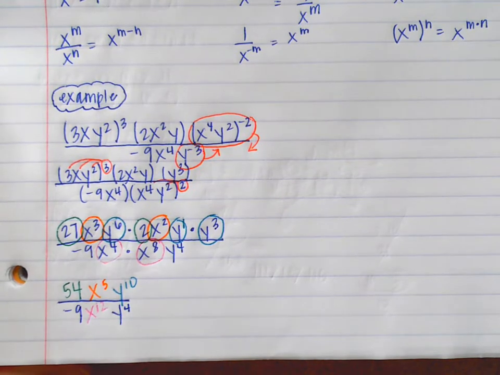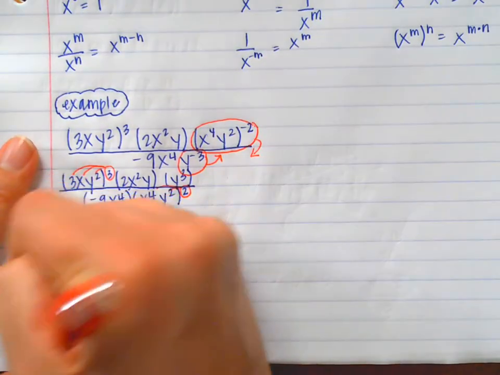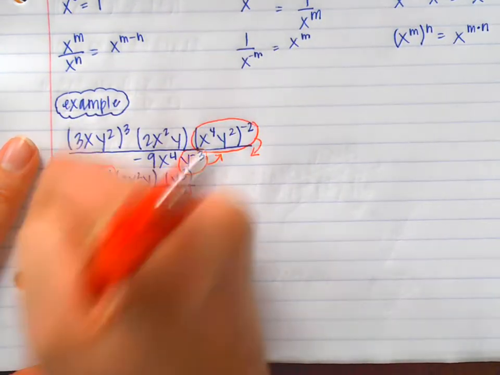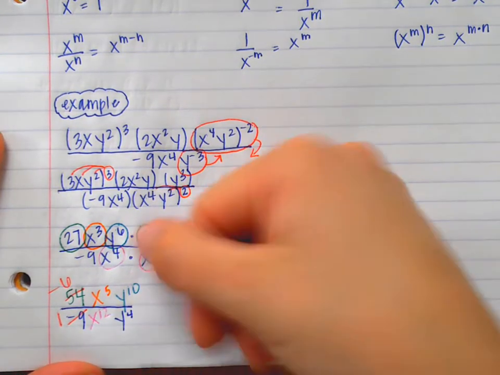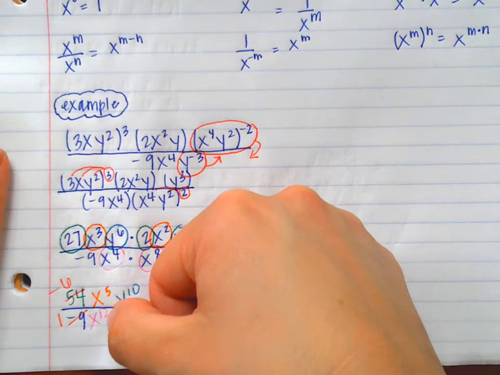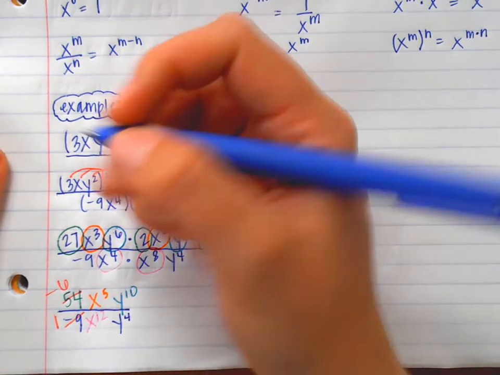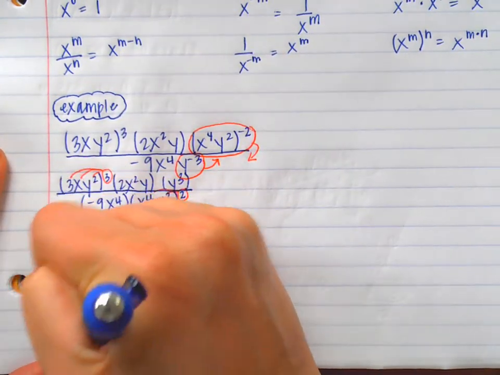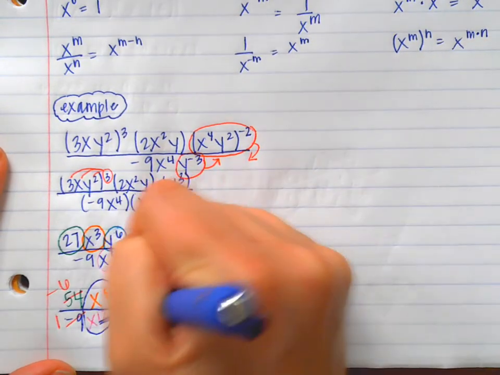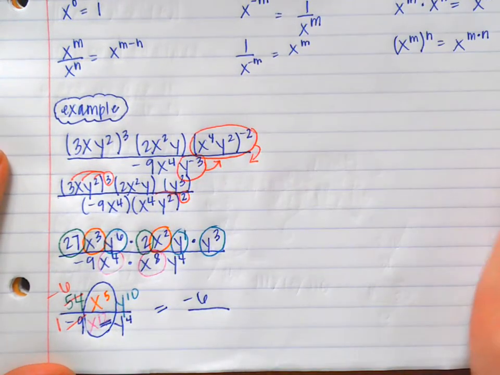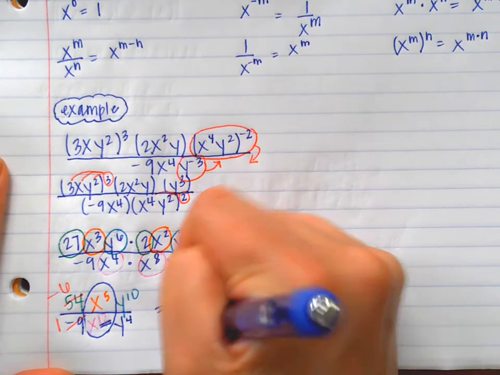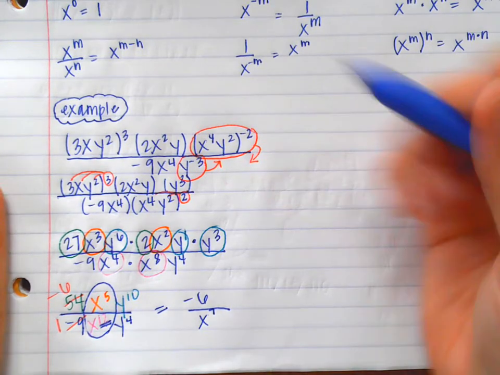I can simplify. Does negative 9 go into 54? It sure does. It goes in 6 times. So we're going to put the -6 on top and the 1 on bottom, which we don't actually need. Now, when I'm simplifying x to the 5th and x to the 12th, I look to see which one is bigger. The one that's bigger is the one in the denominator, the 12. So my x's are going to stay in the denominator. 12 minus 5 is 7. So x to the 7th is going to stay in the denominator.